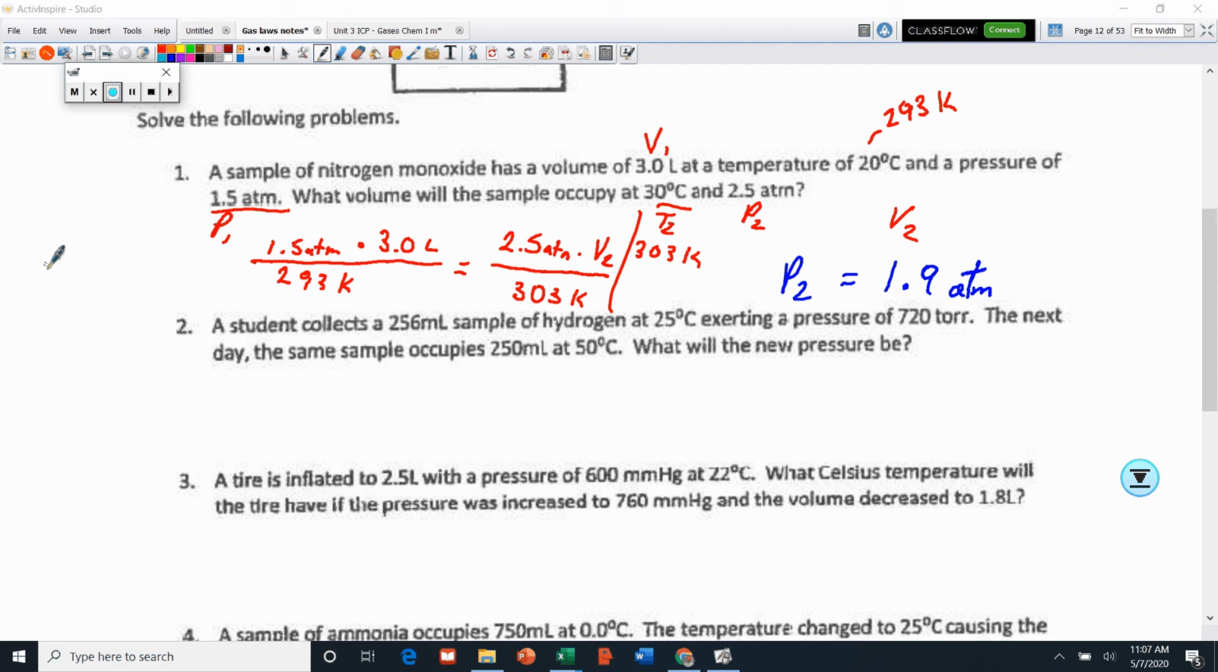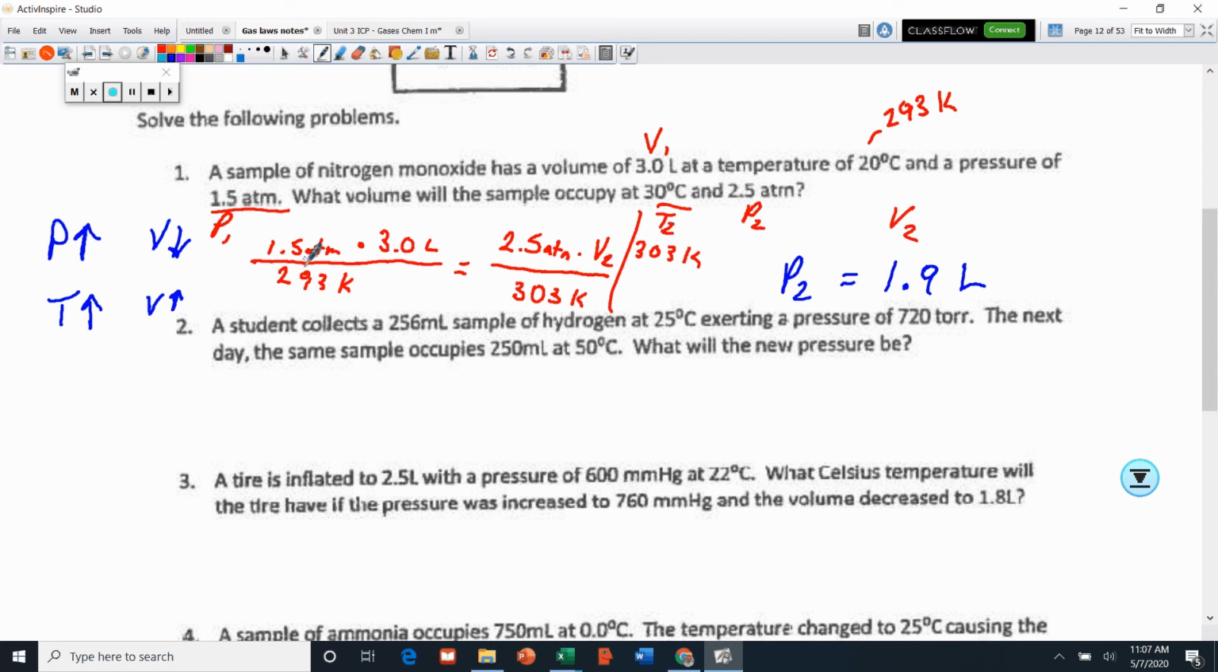So looking at this, let's look at what actually happened here. Pressure increased overall. Temperature increased. So by pressure increasing, we would expect volume to decrease. Ooh, I did that wrong. It's not atm. That is actually liters, 1.9 liters.